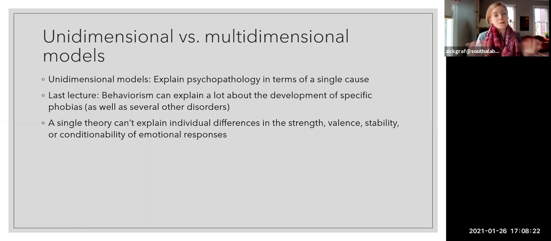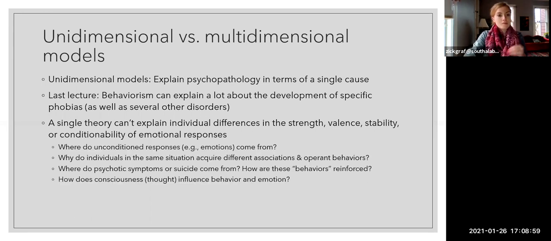But as I hope you'll see after today's lecture, a single theory can't really explain every individual difference that we've observed in psychopathology. In the strength of emotional experiences, the valence of emotional experiences, so whether an individual tends to feel more positive or more negative emotions relative to other individuals, the stability of emotional experience, so how much a person's emotions fluctuate throughout the course of the day or in response to events, or how susceptible they are to conditioning of emotion, so how quickly and lastingly they form conditioned associations between formerly neutral stimuli that now generate an emotional response. So some things that can't be explained by any of the models that we talked about previously.